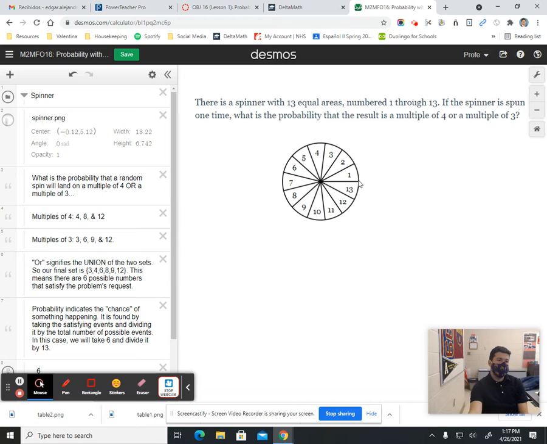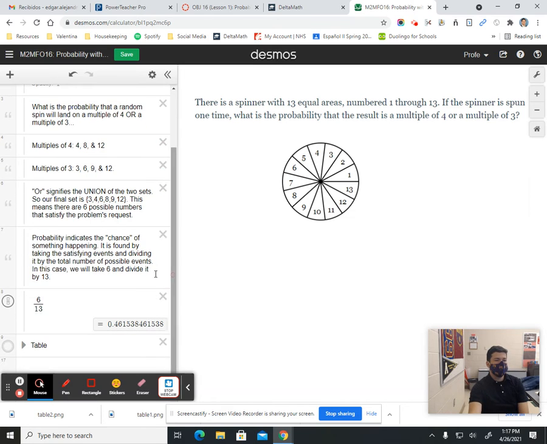To find my probability, I take 6, which is the number of successful outcomes, or you can call it satisfying events. The number of events that are multiples of 4 or multiples of 3 is 6 different events. I divide it by the total possible events. There were 13 possible outcomes. And so 6/13 is my probability, roughly 46%.